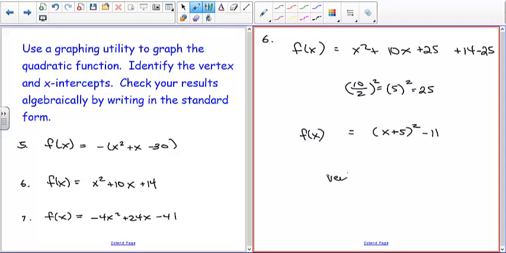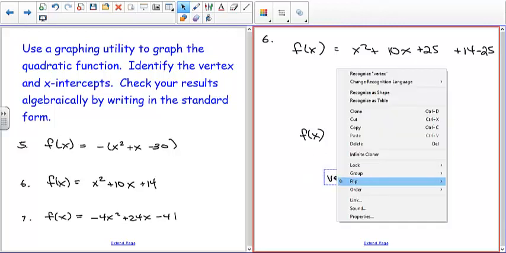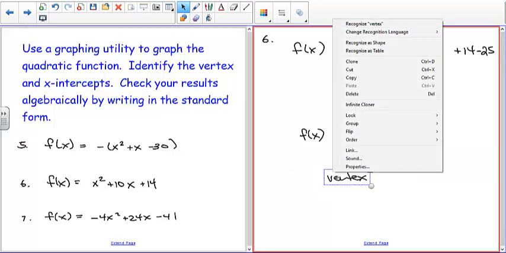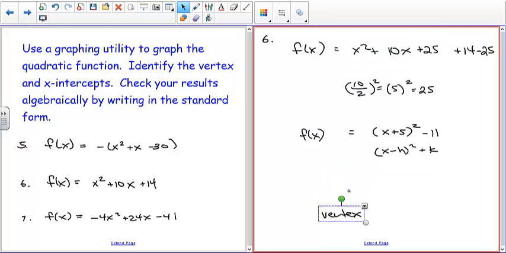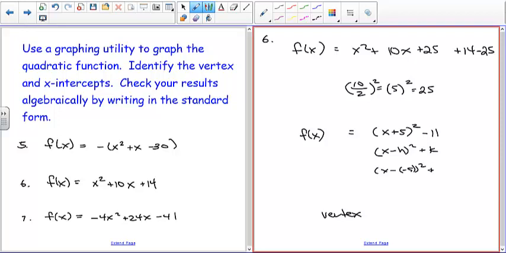So our vertex, remember we have x minus h here, squared plus k. So really we have x minus a -5, plus or minus 11.